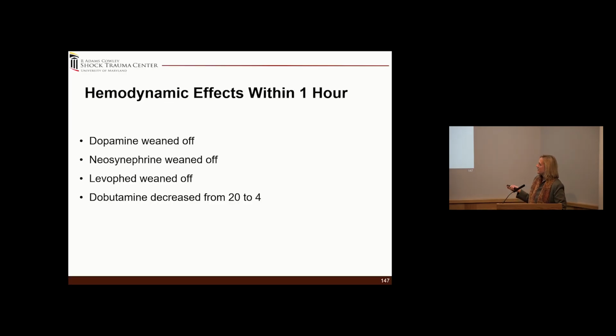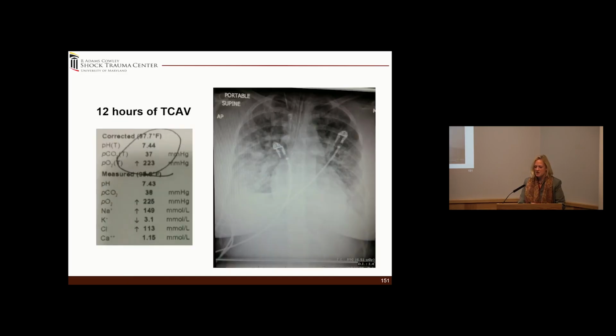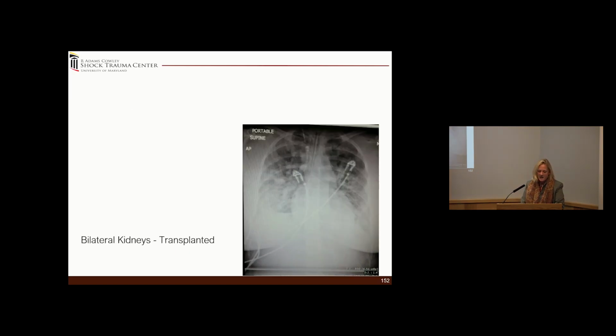Well, actually, we came off of the dopamine, off of the neosynephrine, off of the norepinephrine, and the dobutamine went from 20 down to 4. And that was with no change in anything but switching over to a different format of pressure, flow, and volume. So this unfortunate patient, this was 12 hours. You remember the original chest x-ray, 12 hours. And she was an organ donor. But the really important thing here is that she was able to transplant kidneys.